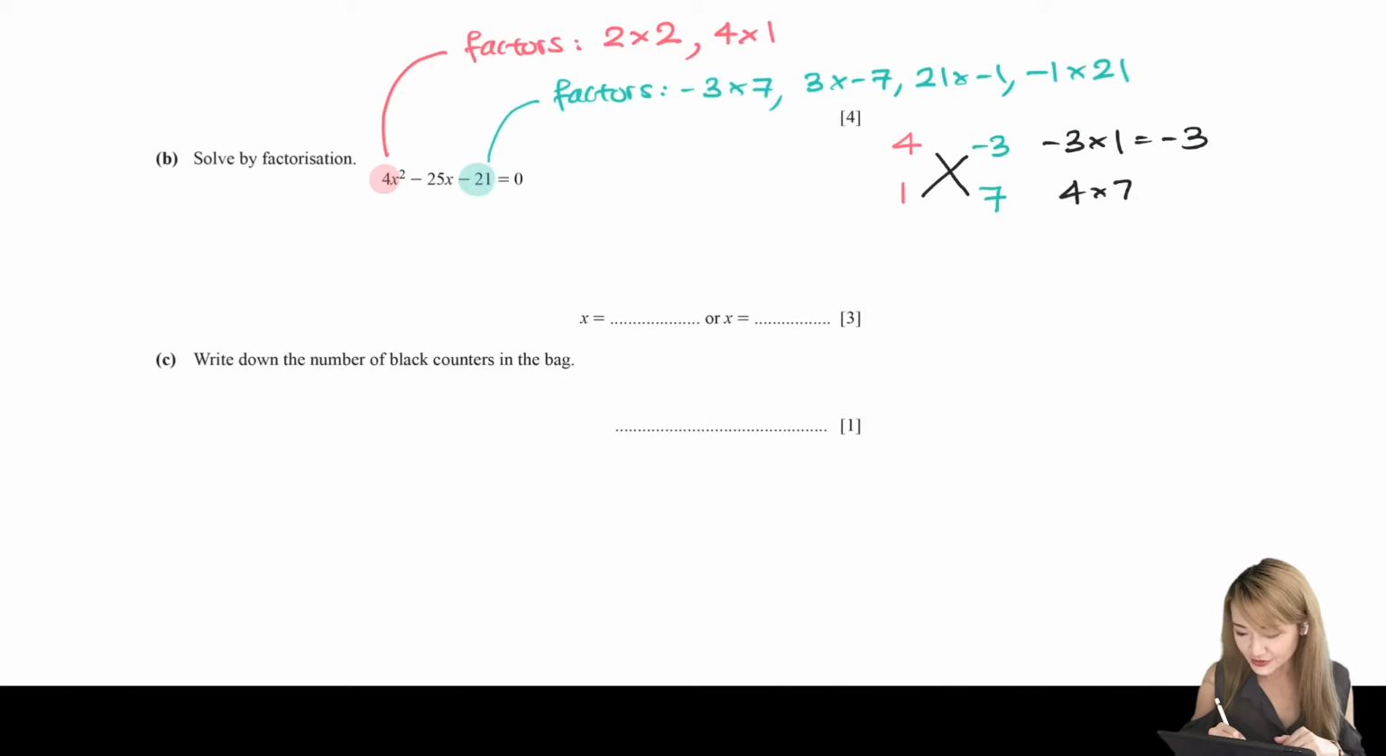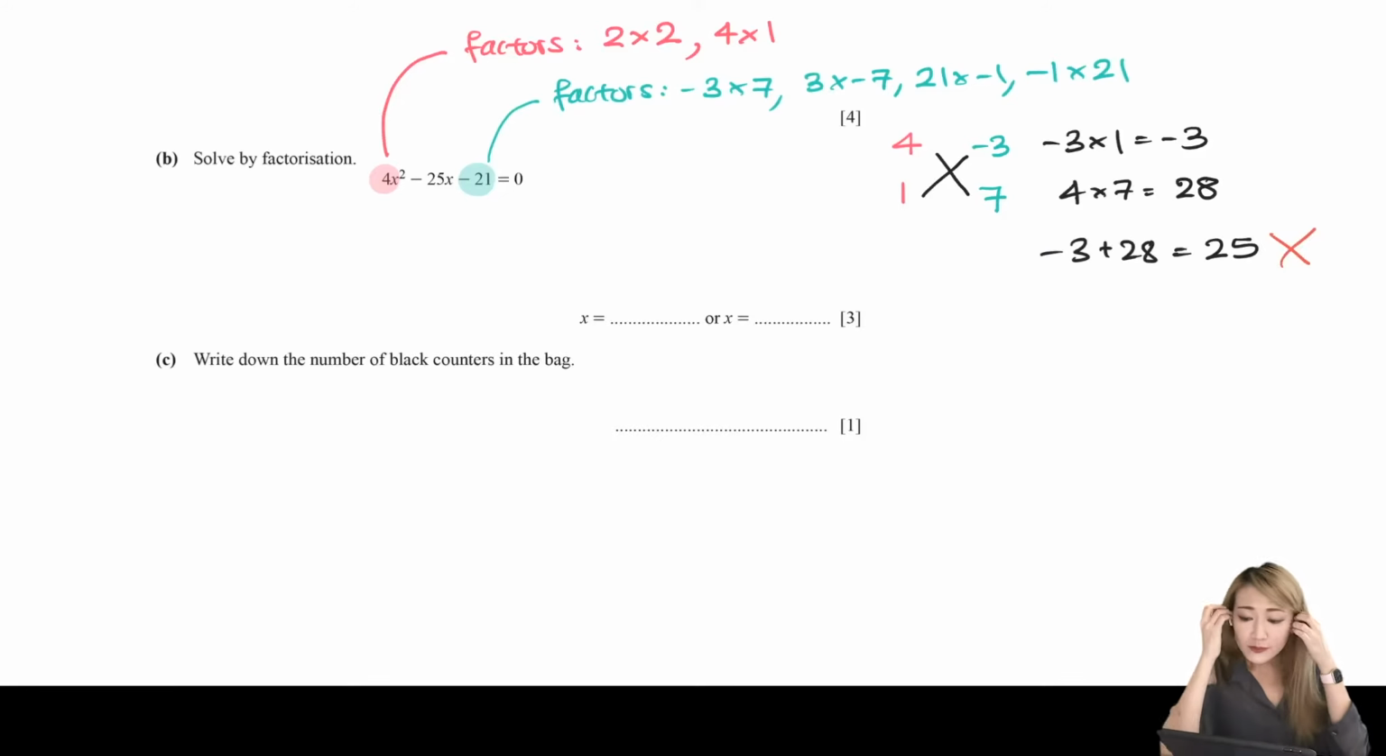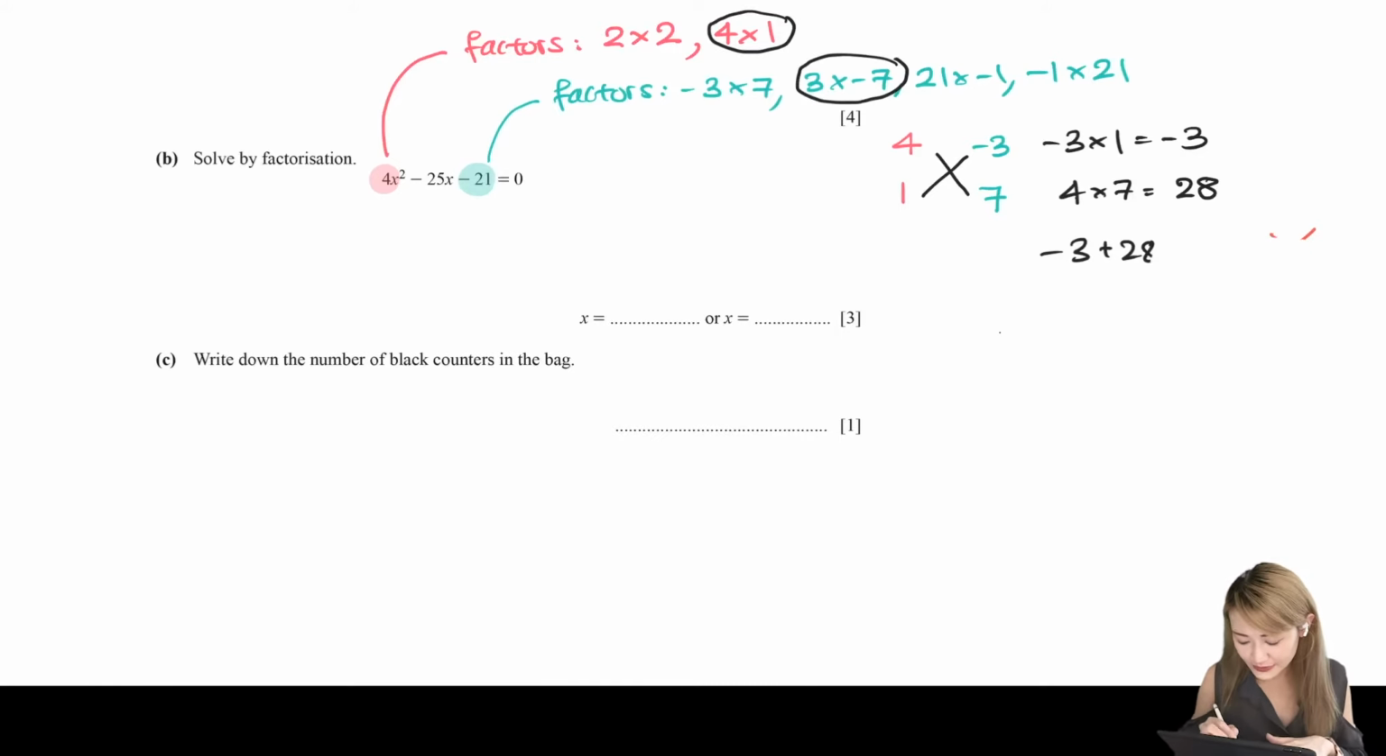That gives minus 3 and 28. And minus 3 plus 28 equals plus 25, which is very close, right? We want minus 25, not plus 25. So all we really need to do now is just switch the signs to get minus 25. So now we know that we need to use 4 times 1 and 3 times minus 7 in this combination.